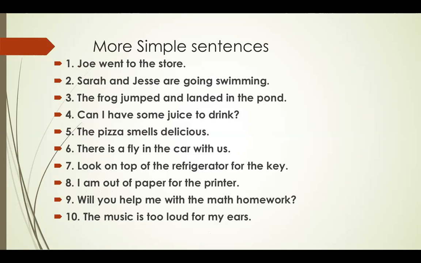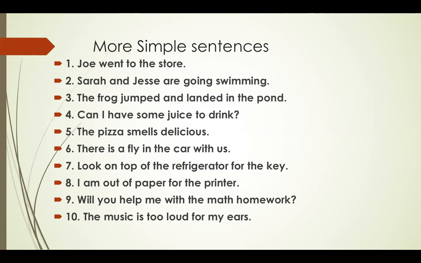These are more simple sentences. Joe went to the store. Joe subject, went verb. Sarah and Jesse are going swimming. Look at this. This is called compound subject because Sarah and Jesse are still they. Are going is the verb. Again, we're not talking about tenses here. We're talking about a finite verb.